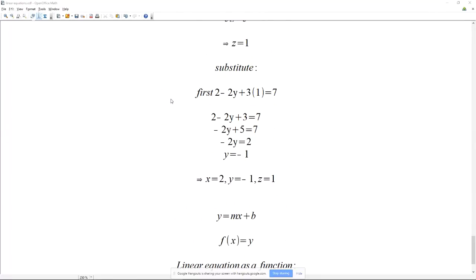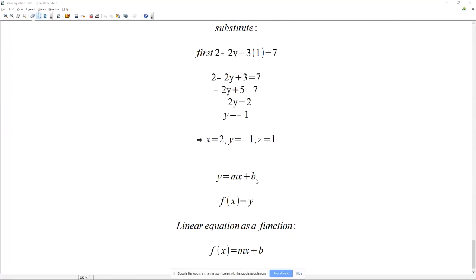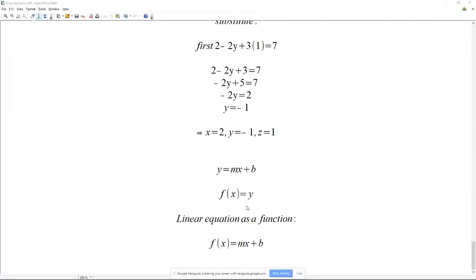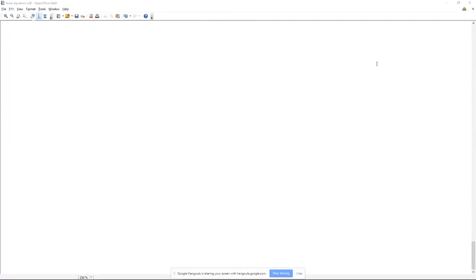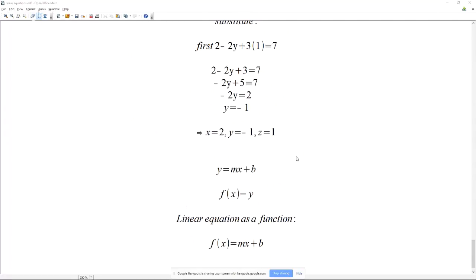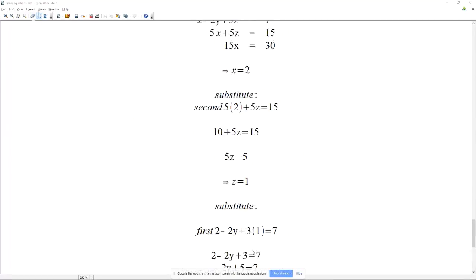In a nutshell, the only thing I wanted to finish with is that when you have the equation y equals mx plus b, if you remember, f of x is the same as y. So the function for a linear equation that you're going to see written the most is in this form, f of x equals mx plus b. Going forward, that's how we're going to be writing things, using functional notation a lot. So instead of using y here, we use f of x equals mx plus b.